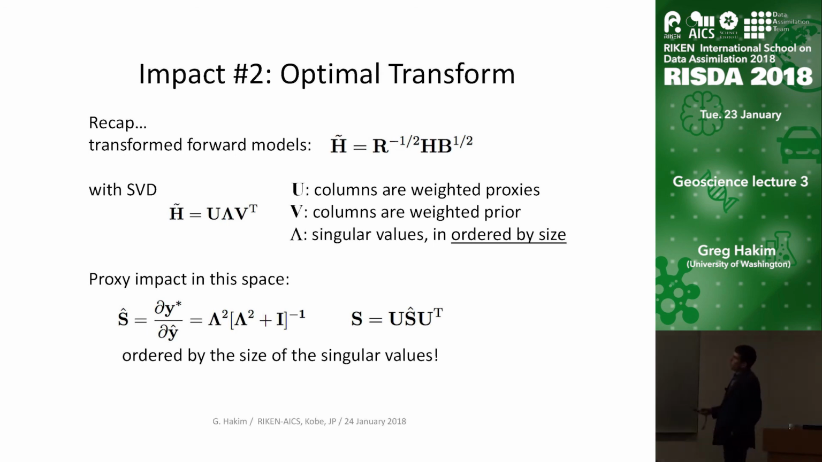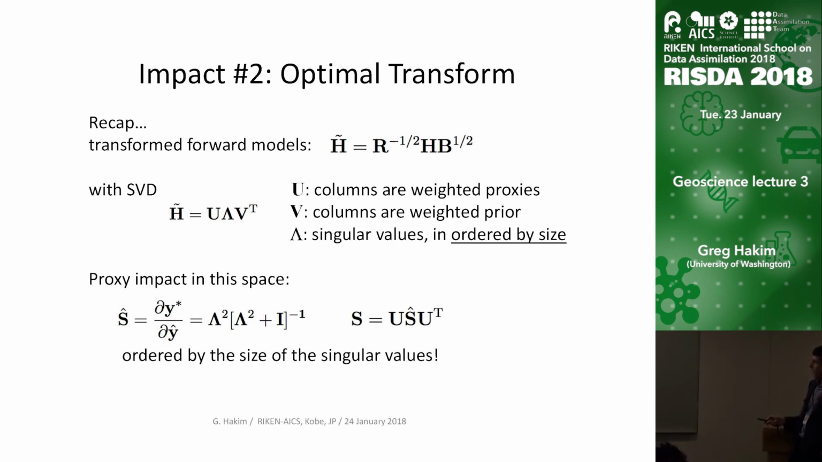Okay, so now when we're in this optimal space, we can do the same thing that we did before with the Cardinale approach. So the recap is, this is the special matrix that we do the SVD on. This is just a summary of what I talked about before. And then we could talk about the impact of the proxies in this space, doing the same thing, except we're taking the derivative of the estimated proxies in the posterior in this transform space with respect to the transform measurements in that space. And this is what it looks like.